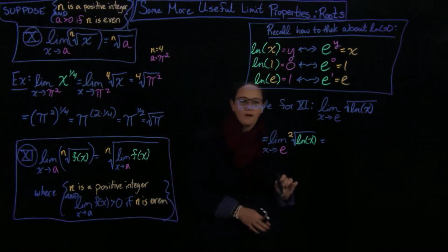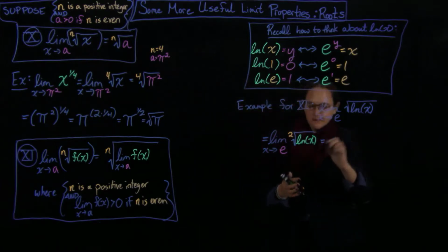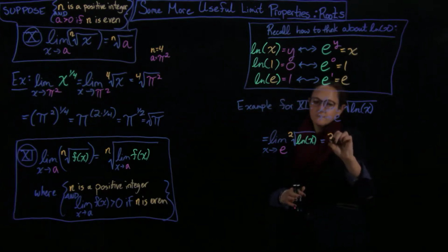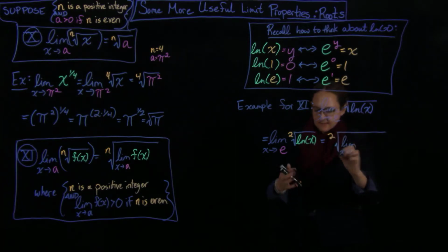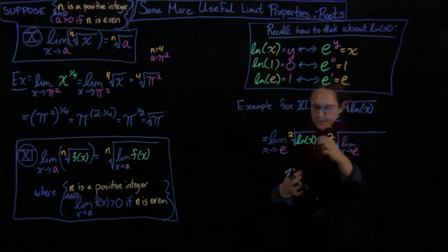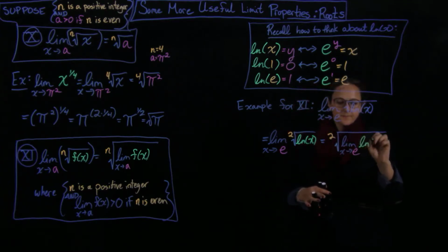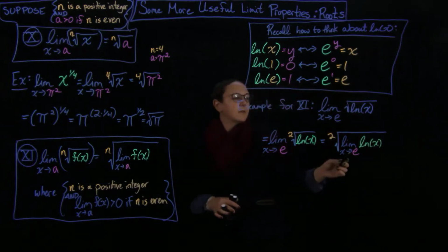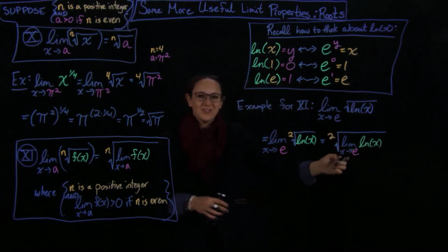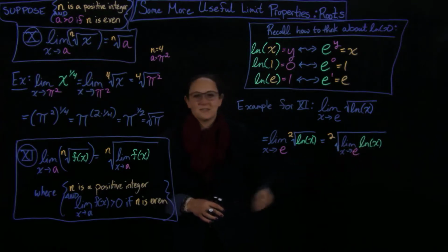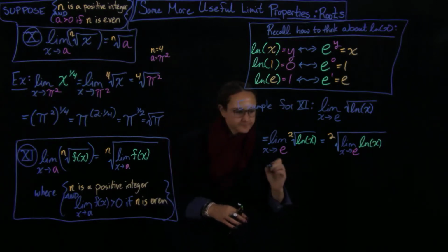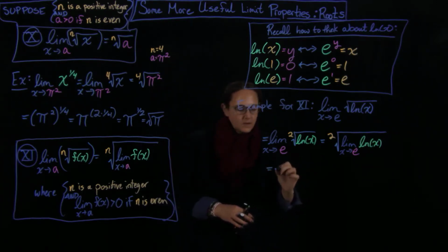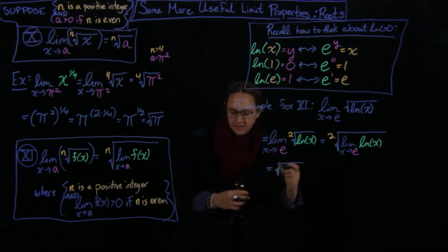So we're going to have the square root on the outside, and then on the inside, the limit as x approaches e of the natural log of x. Well, now we can just plug e in. You could look at the graph to see, but this is a continuous function that's defined there. So you can just plug it in. So this is going to equal the square root of the natural log of e.